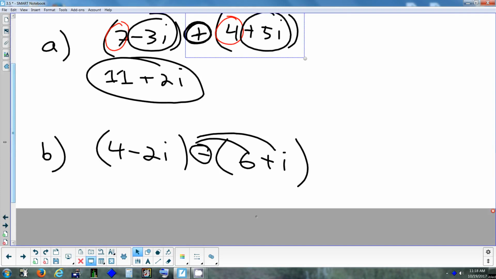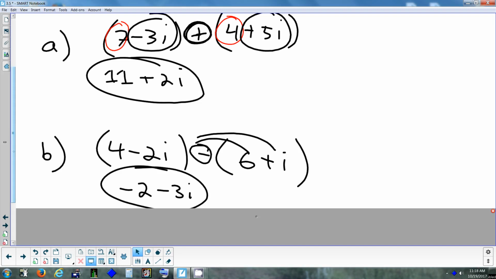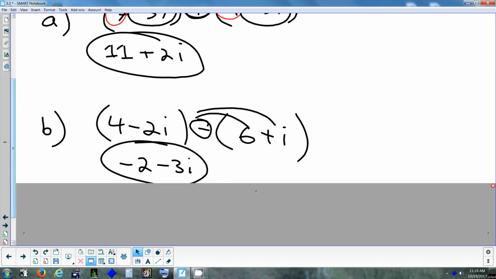Okay, so Andrew, what would be my real part if I do 4 minus 6? That's my real part. And you want to do the imaginary part too? Yeah. All right, so it's negative 2i minus i. Negative 3i. Yes. Okay, so remember on subtraction, subtract both. Any question on subtraction?